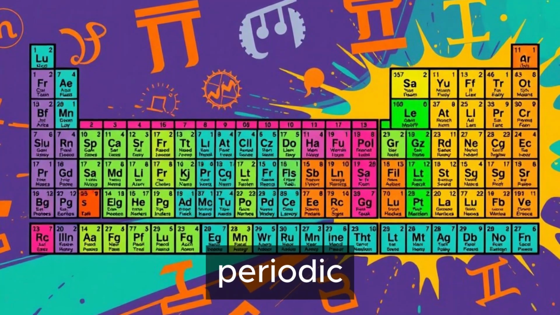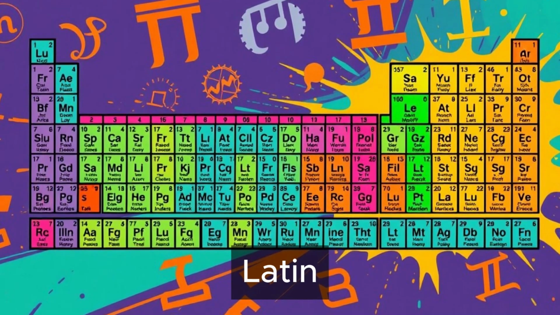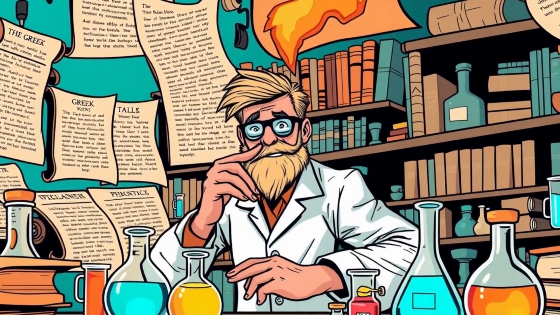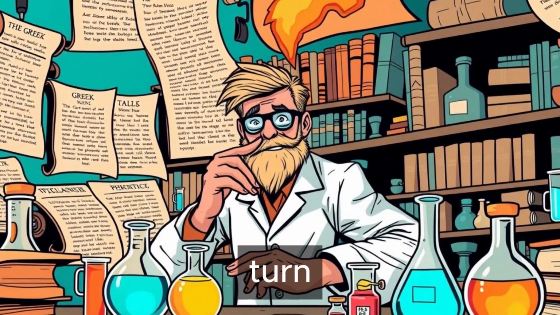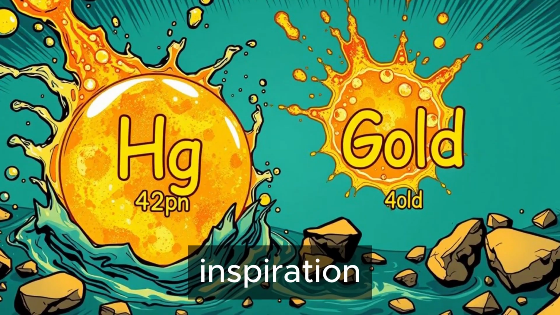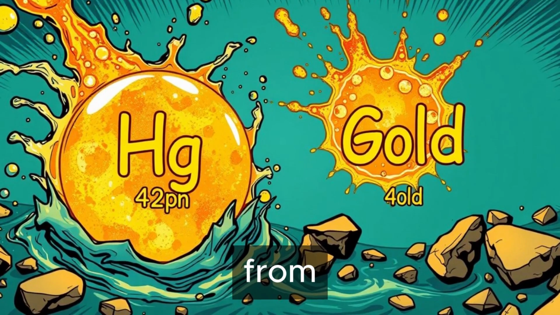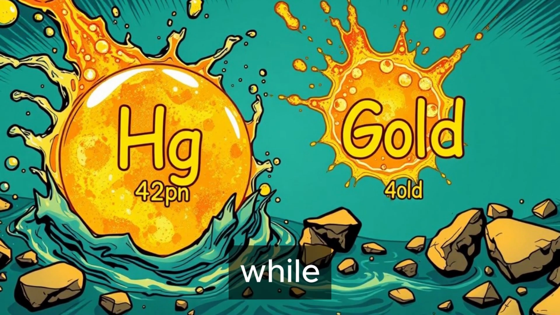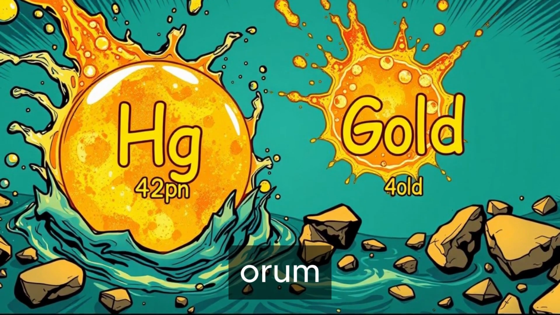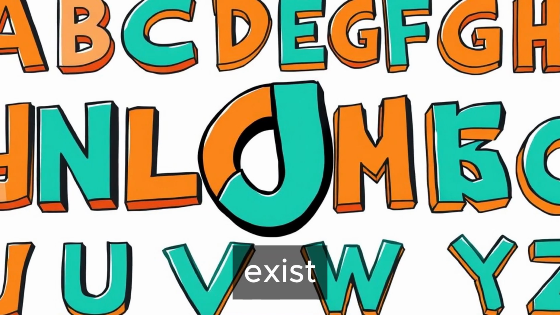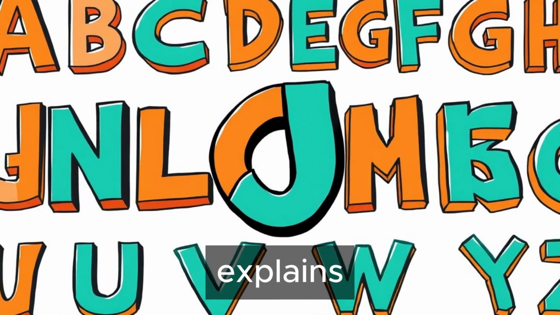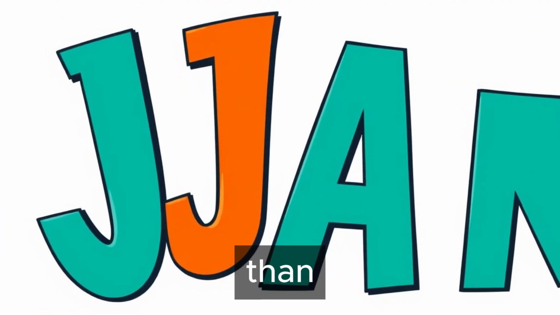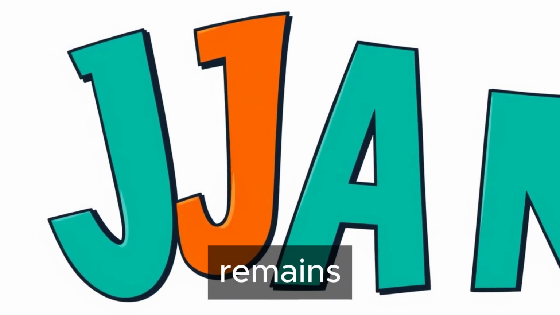The names of elements on the periodic table are derived primarily from Latin and Greek, languages that have significantly influenced scientific terminology. When chemists were naming elements, they often turned to these classical languages for inspiration. For instance, hydrogen comes from the Greek words hydro, water, and genes, creator, while gold is derived from the Latin word aurum. The letter J does not exist in Latin or Greek alphabets, which explains its absence in the nomenclature of elements. While some letters are used more frequently than others in scientific terms, J remains an outlier.